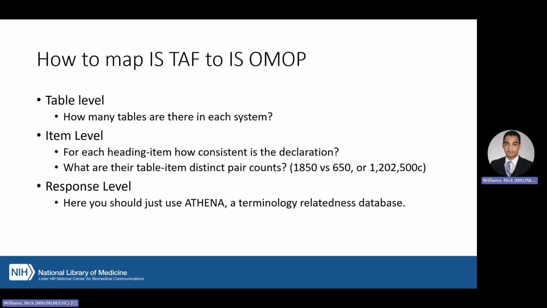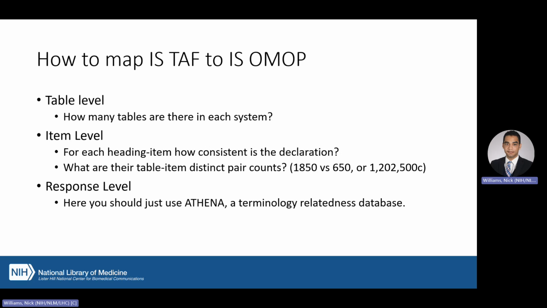So how to map information system TAF to information system OMOP? You might consider doing this at table level and answering the question, how many candidate tables are there in each system? You might further develop this to ask, how many candidate items are there? So at item level, for each heading or item, how consistent is that declaration? Is it stable or not? Further, you should consider, what are their table item distinct pair counts?